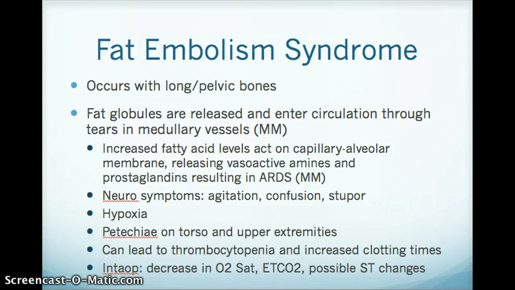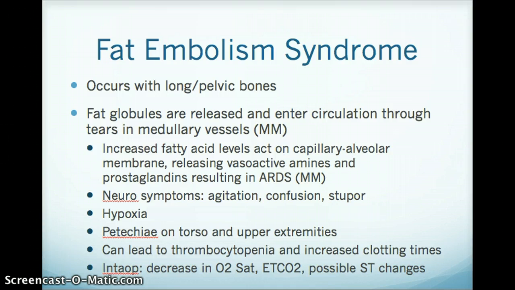Fat embolism syndrome occurs with long bones and pelvic bones. Fat globules enter the central circulation through tears in the medullary vessels caused by fracture or reaming during surgery. Increased fatty acid levels act on capillary alveolar membranes, releasing vasoactive amines and prostaglandins, resulting in fluid buildup in the interstitial space around the capillary membranes.